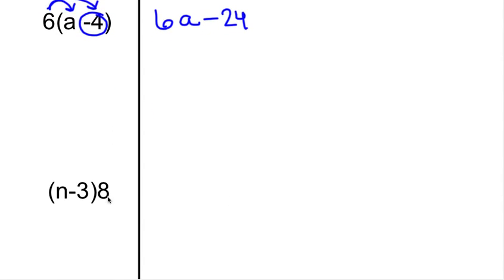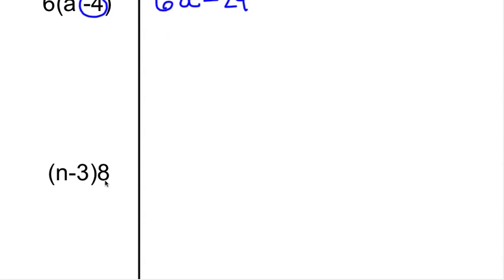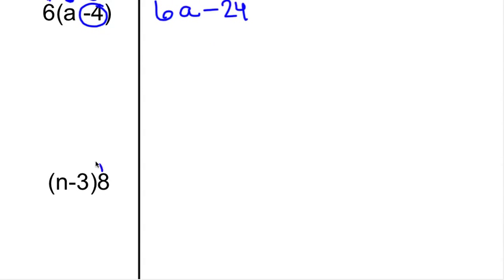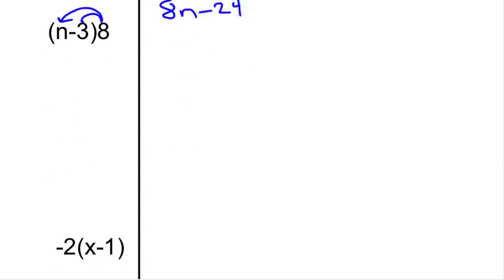Let's look at this one. Take the 8. The 8 is the one who is on the outside of the block. He's outside the parentheses. I'm going to distribute him through. He's going to get 8n and negative 24. 8n minus 24 is your final answer. Similar to the one up there, I guess, but 8n minus 24.